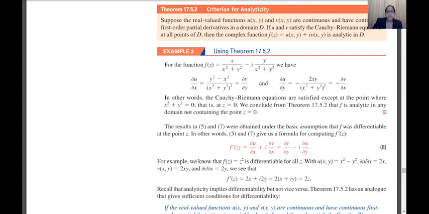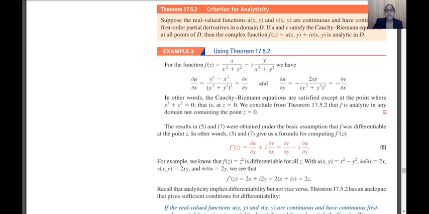So now if we exclude that point, at all other points we have to check whether the partial derivatives of u and v are continuous also. So what will be dou u by dou x? Since this is a quotient, we have to use the quotient rule, and by applying that we get it equal to y square minus x square divided by x square plus y square whole square, and that is the same as dou v by dou y.